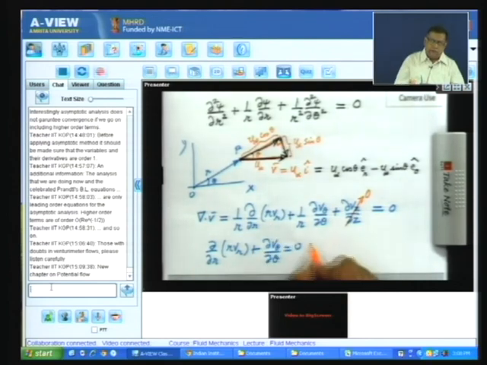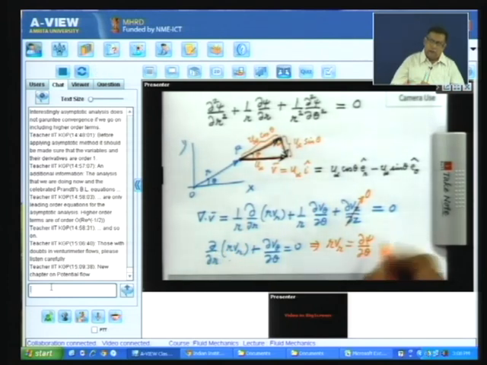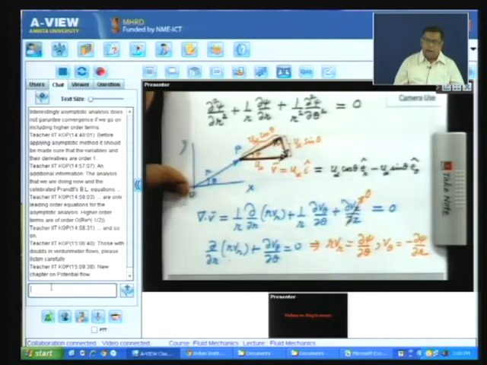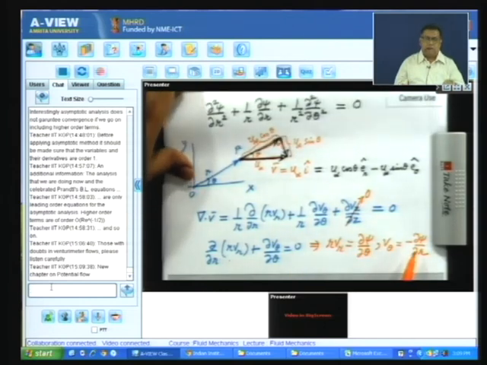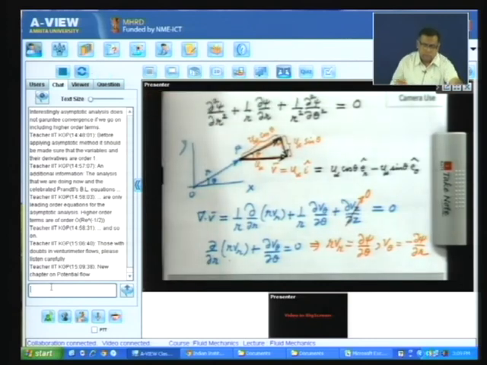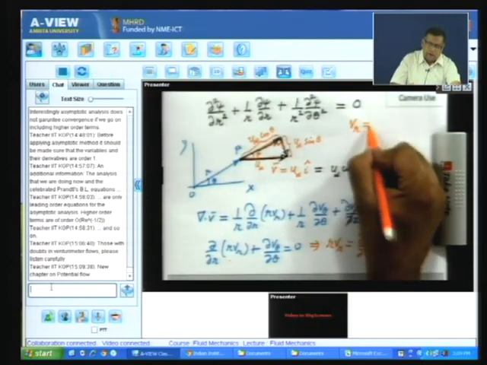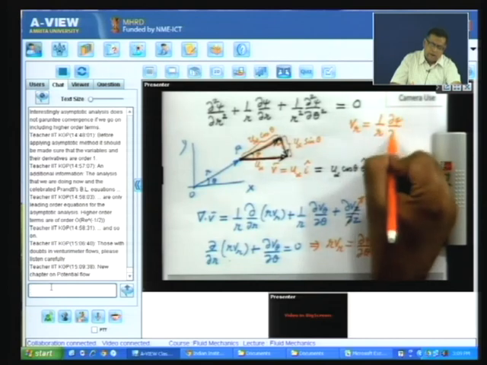So, from here you can define a stream function such that r V r is del psi del theta. So, this term here will become del 2 psi del r del theta, and your V theta we will write as minus del psi del r. So, the second term becomes minus del 2 psi del theta del r. So, by introducing this stream function, the continuity equation is identically satisfied. So, this tells you that V r is 1 upon r del psi del theta and V theta is minus del psi del r.